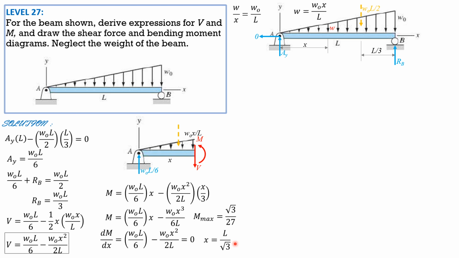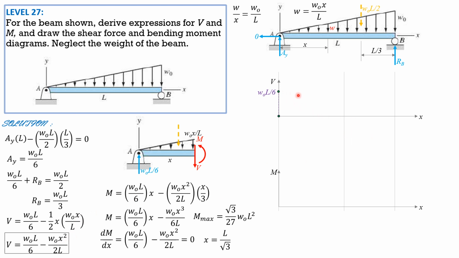And the maximum moment is obtained by substituting the value of x, L over square root of 3, in this moment equation. You will arrive at square root of 3 over 27 W0L squared. It will be shown in the moment diagram also. So shear when x is 0 is W0L over 6. Then because the sign of the second degree term is negative, that means the curve is concave downward from 0 to L.